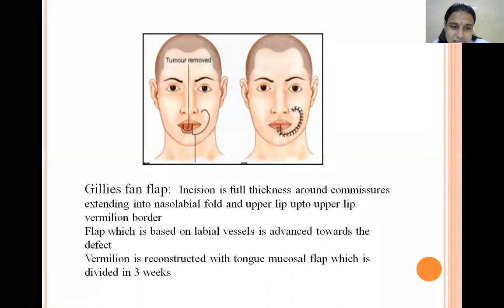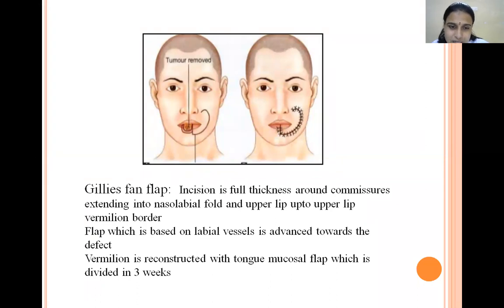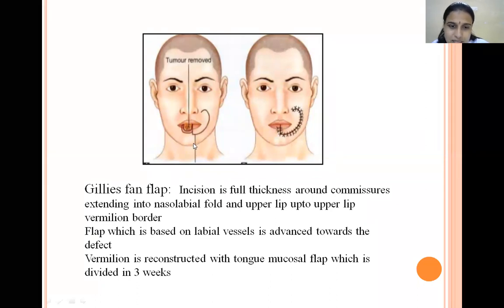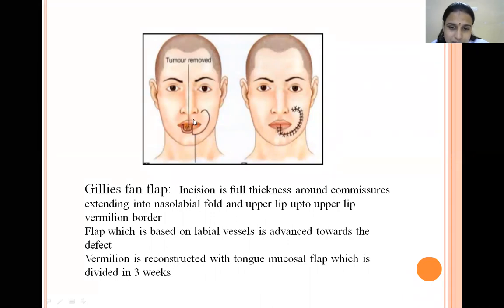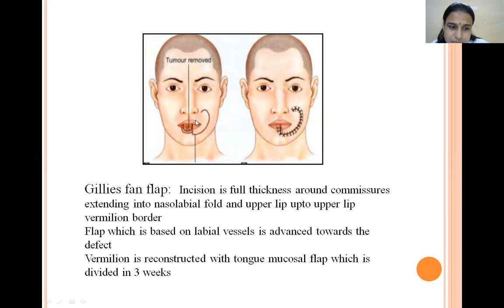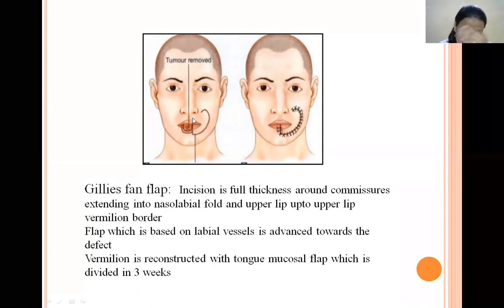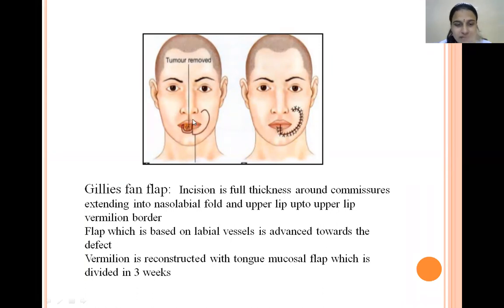Other one is Gillies fan flap. Here also the incision is full thickness around the commissures and extending onto the nasolabial fold and upper lip up to the mentolabial border. Okay, this flap is based on the labial vessels again, and it is advanced towards the defect on this side. This again requires reconstruction of the mental defect that we have created because of the incision. This is Gillies fan flap.